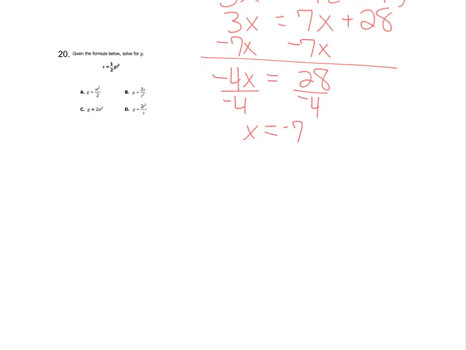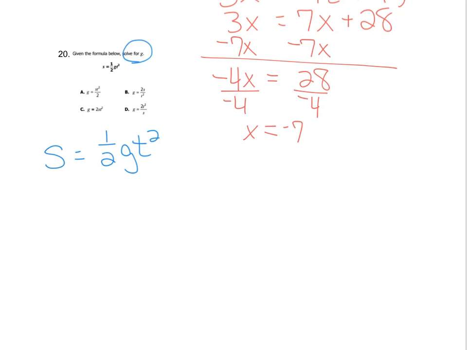Now, the next one is one of our formulas. Let me get it copied. S equals 1/2 times g times t squared. And I am solving for g. So I need to get rid of everything around g. Well, the first thing I notice is the 1/2. I've got to get rid of that 1/2 first.